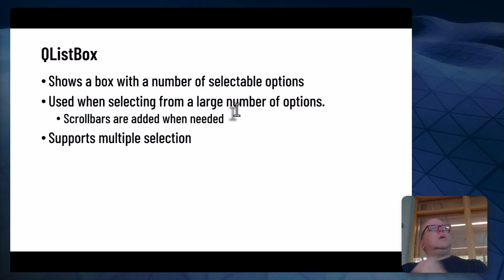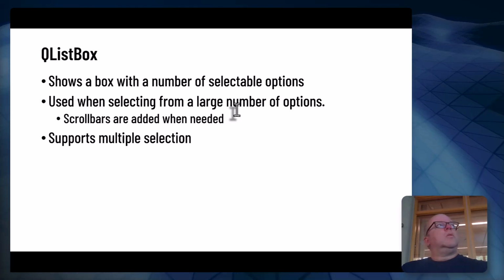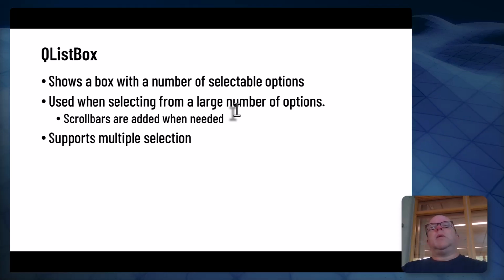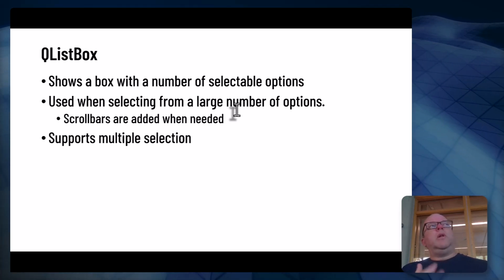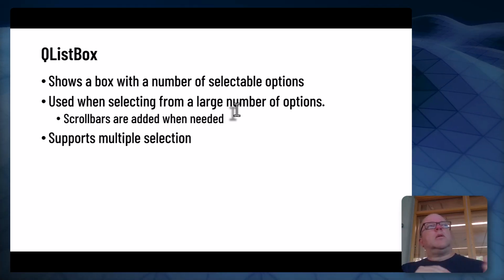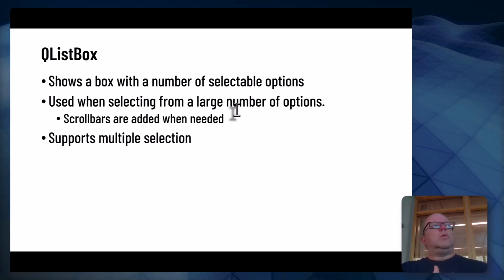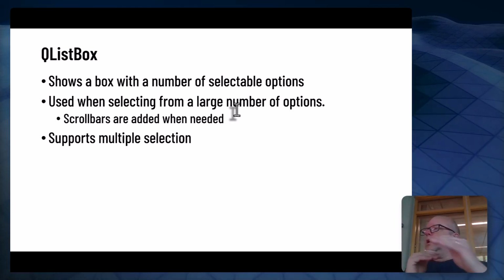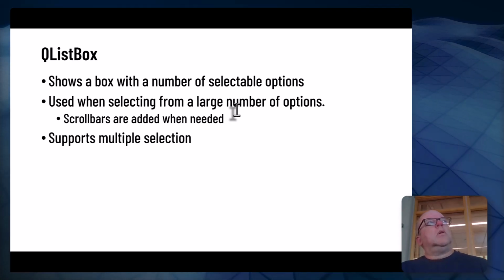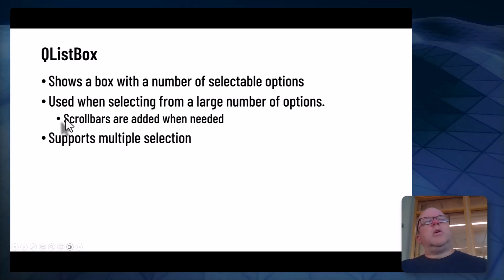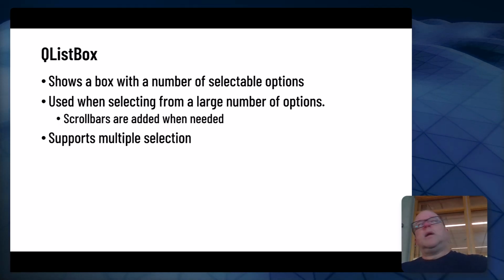A list box is like a combo box, but will always show all options. For example, if you have a lot of things that the user can select from, you can fill a list box and the user can select either a single selection, which is the default, or you can also ask the user to select multiple things in the list. If you have more items than fit into the list box, it will add scroll bars automatically.